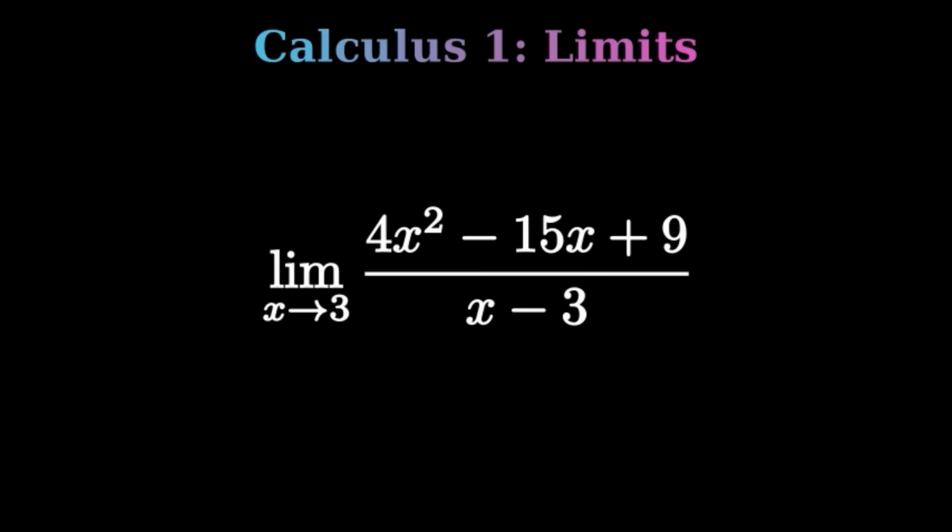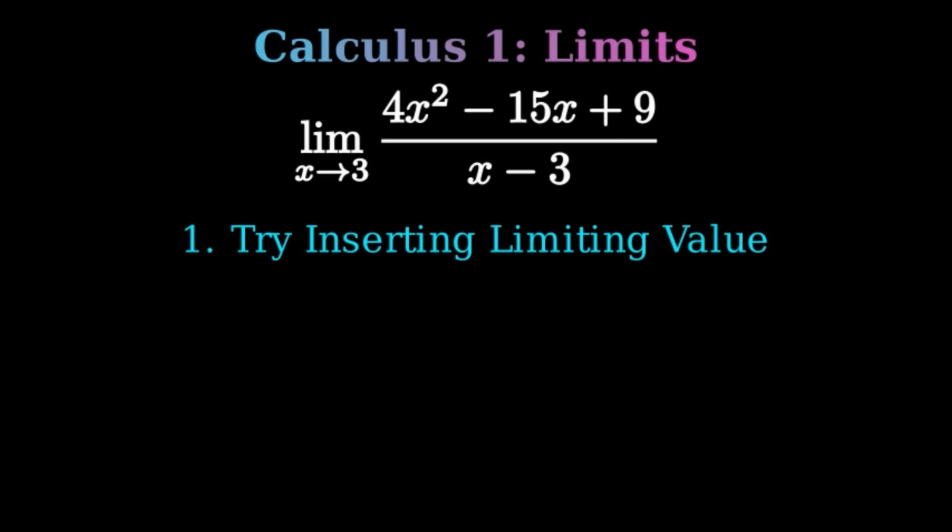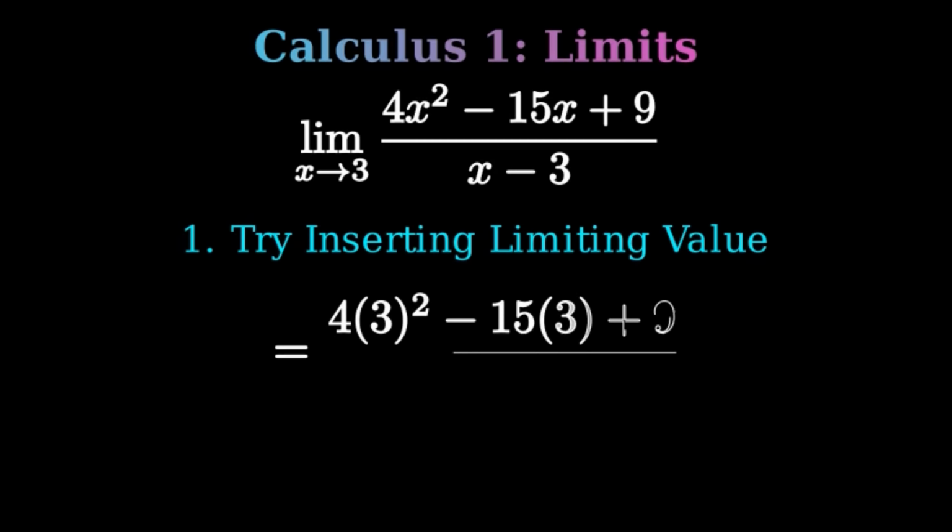So typically when you do these problems, the first thing you want to do is try to insert the limiting value, that being 3, under the lim right next to the x. So basically try to put that 3 in everywhere you see the x's and try to come up with some type of numeric value, okay? Well, if we do that, what would it look like? Well, that would be 4 times 3 squared minus 15 times 3 plus 9 over 3 minus 3, okay?